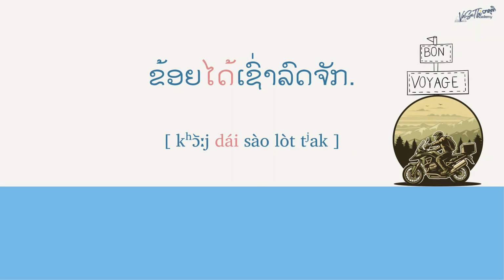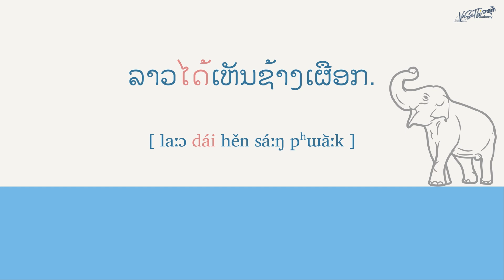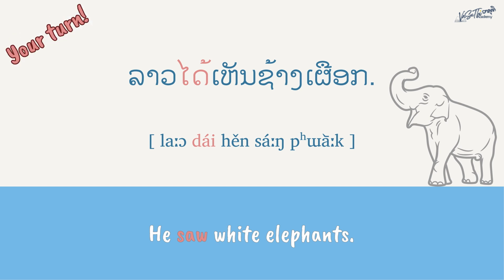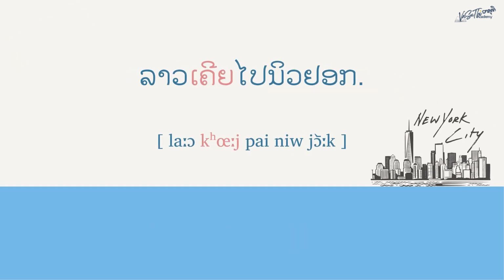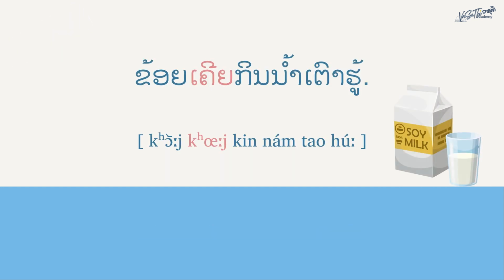ประโยคบอกเราค่อยได้เช่ารถจักร I rented a motorbike. ลาวได้เห็นสร้างเผือก He saw white elephants. ลาวเคยไปนิวยอร์ก She has been to New York. ค่อยเคยกินน้ำเต้าหู้ I've had soy milk before.